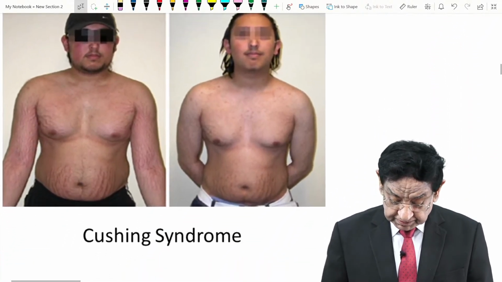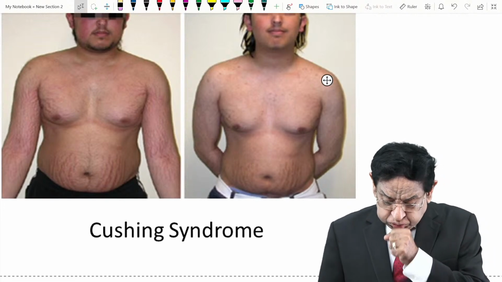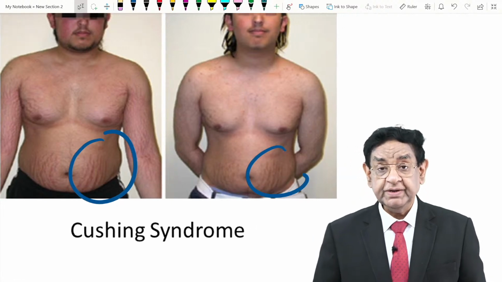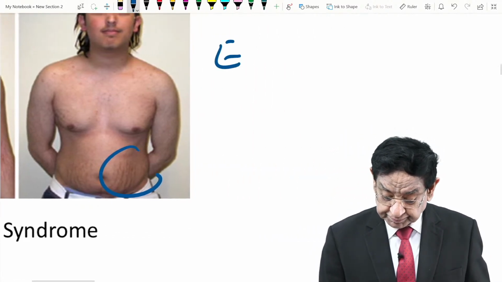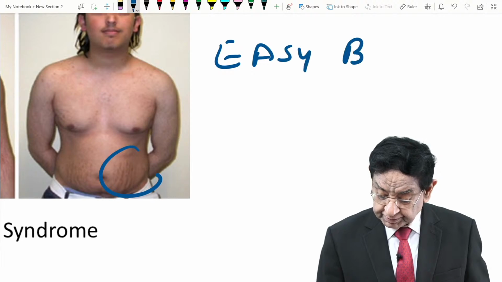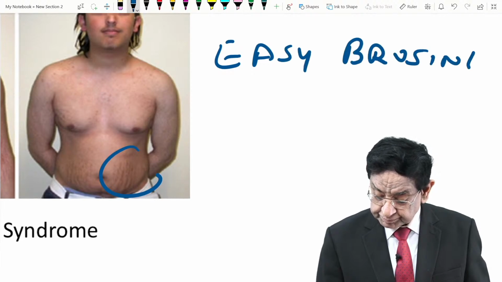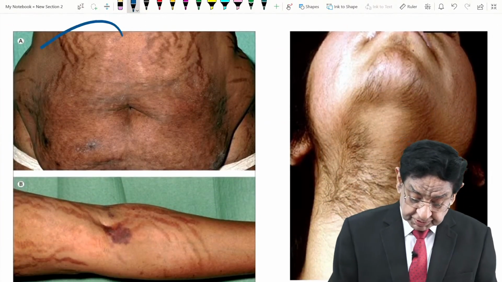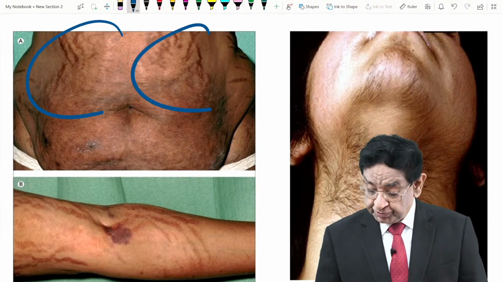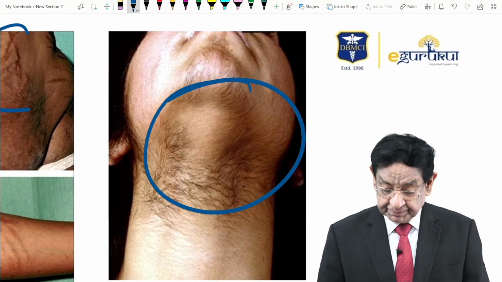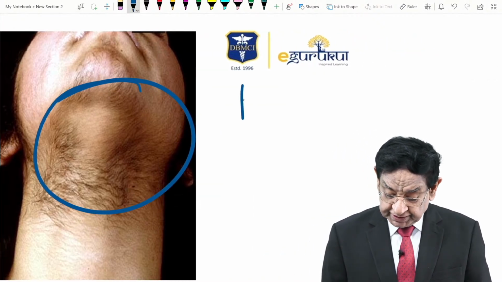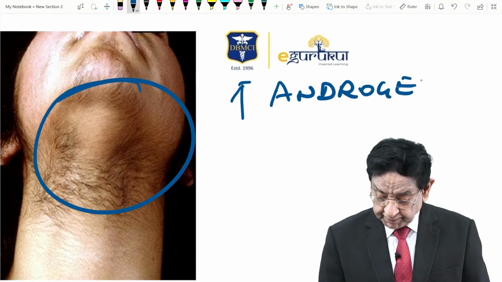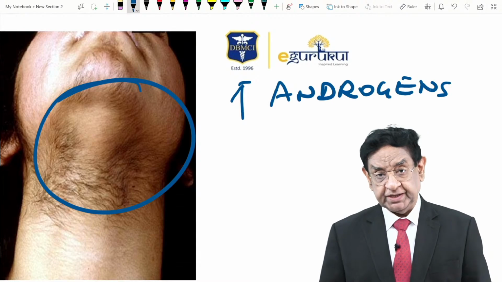Okay, this is the purple stria. This is due to easy bruising. Look at more of the bruise. Hirsutism can be there in Cushing syndrome. This is due to increased androgens. Hirsutism is seen in Cushing syndrome.